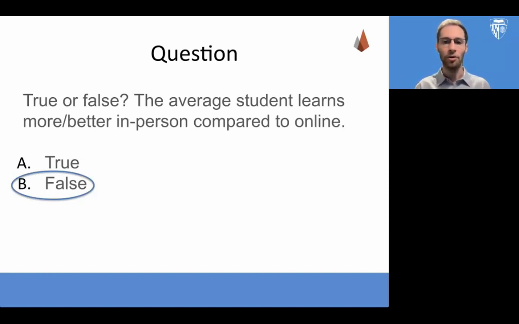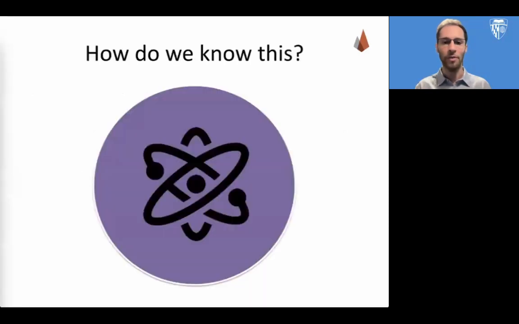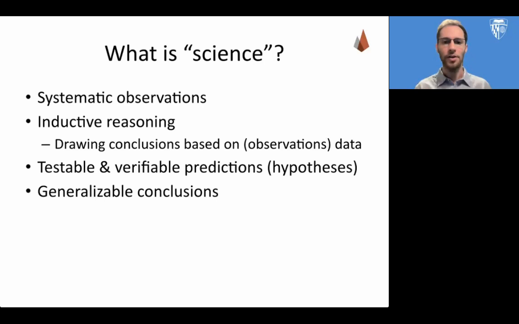Now, the broader question that I hope to answer here with all of you is, well, how do we know this exactly? And in order to answer that question, we have to talk about science. Our definitions of science include several key elements that we're going to discuss here, some of which are also highlighted in your textbook readings. This includes things like systemic observations, inductive reasoning, testable and verifiable predictions, and generalizable conclusions.